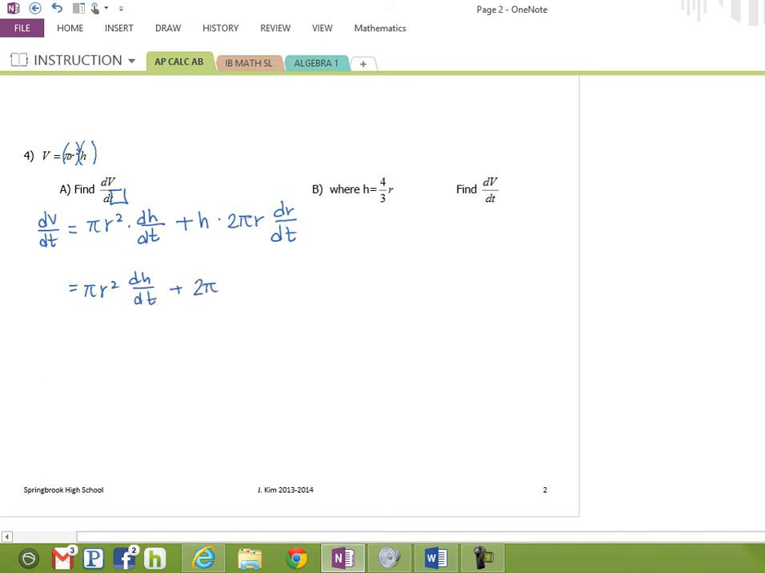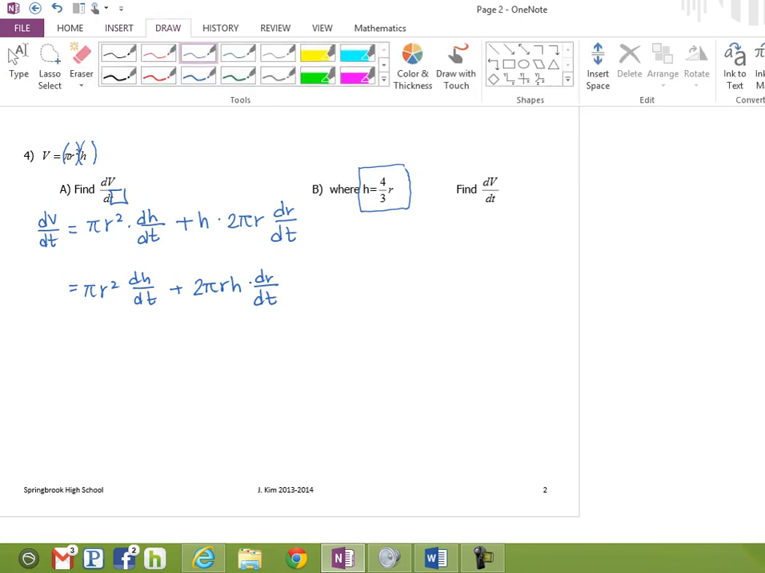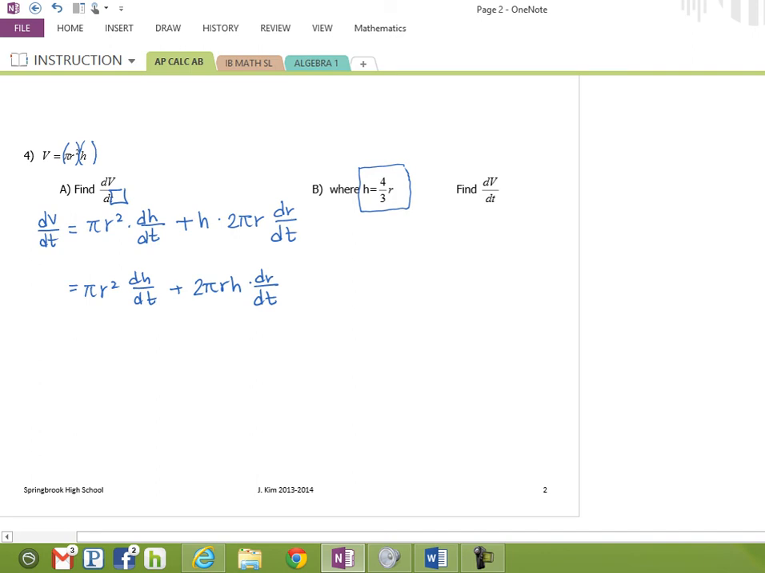2 pi r h times dr/dt. Letter B says, find it but where h is equal to 4/3 r. Now, you could potentially substitute that in at the end, but what I want you to see is the fact that when you substitute that in the beginning, before the derivative, you actually eliminate a variable, which is really helpful.